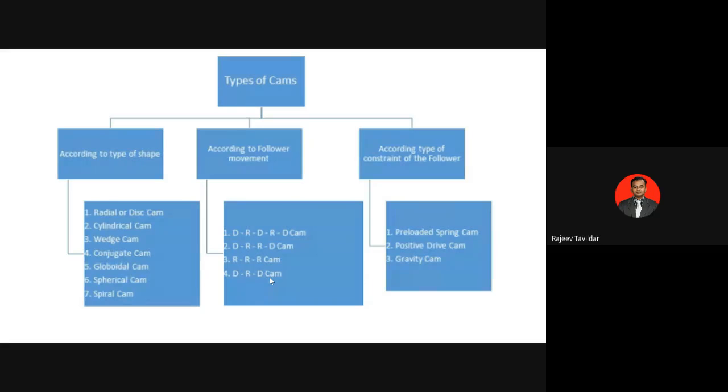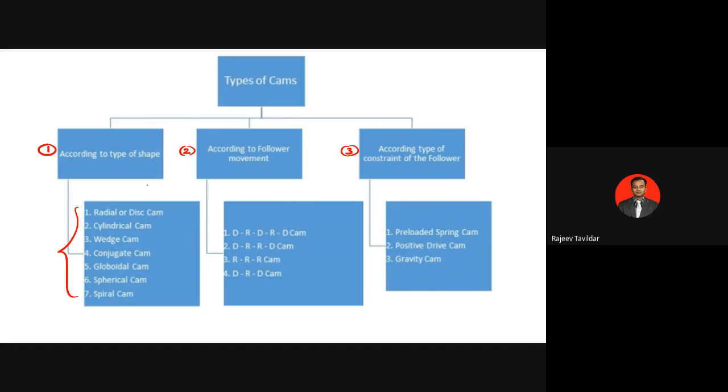Just to summarize here, this type of cam can be classified into three categories. The first one is based on the shape, which we have already discussed. The second one is based on the follower movement, which I'll tell you now. The third one is based on the constraint. So this we have already discussed based on the shape, whether it is a cylinder shape or flat or end type of cam and so on.